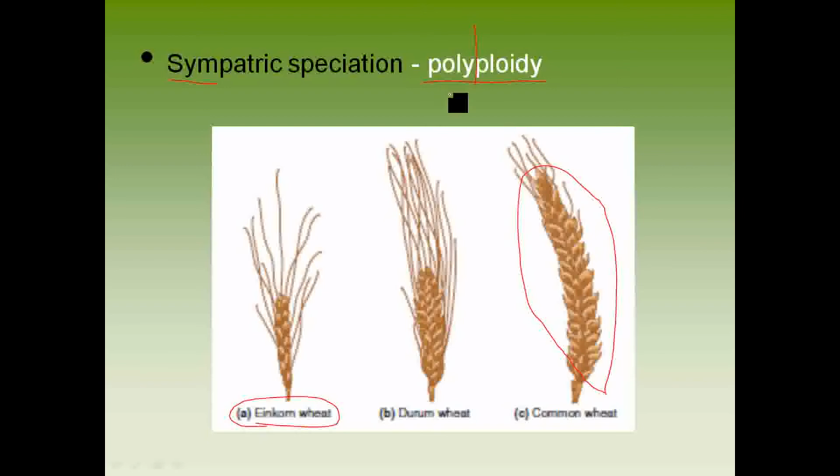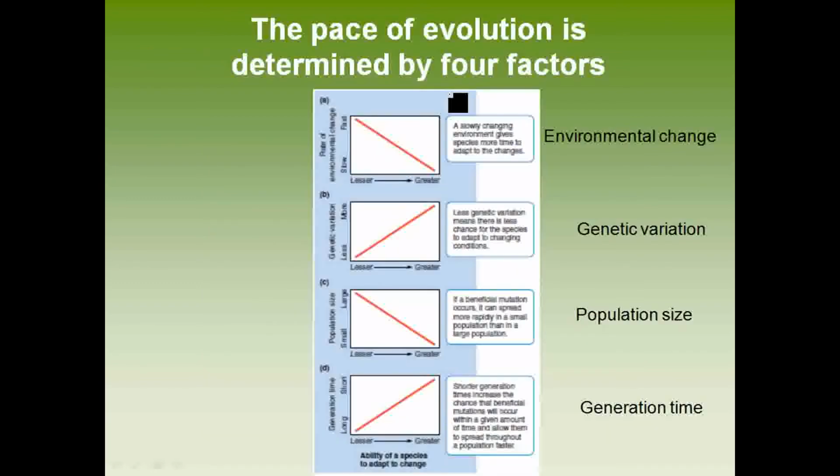Okay, so that's about speciation. Let's talk about the pace of evolution. How quickly does evolution happen? Well, it's determined on 4 factors.